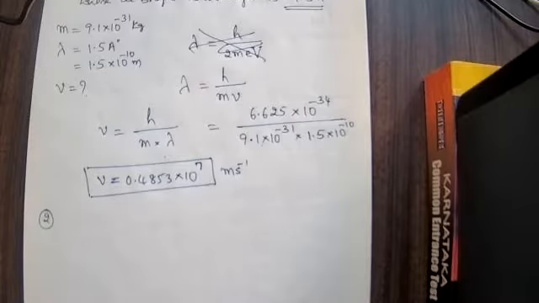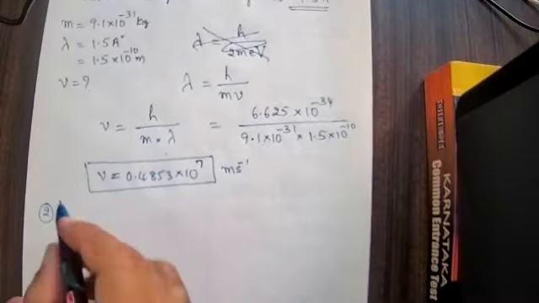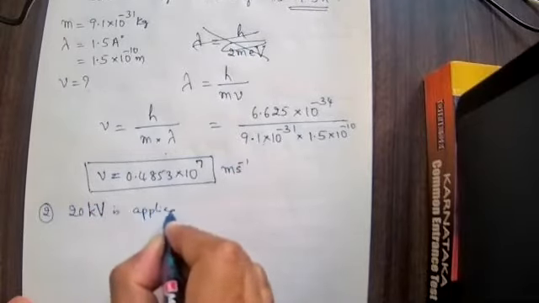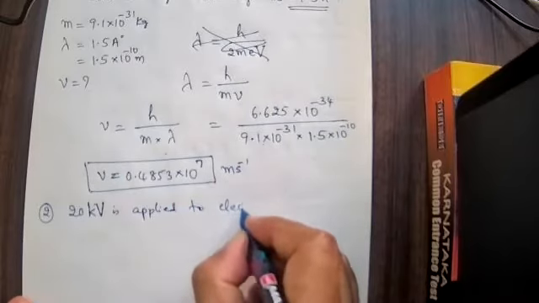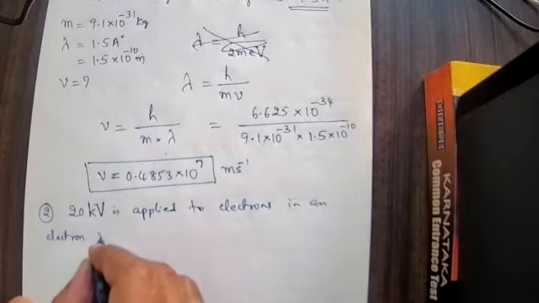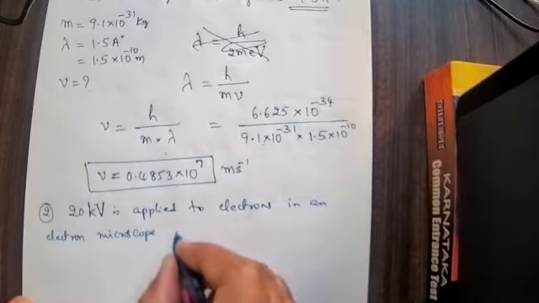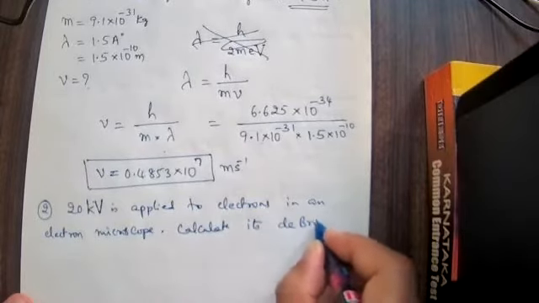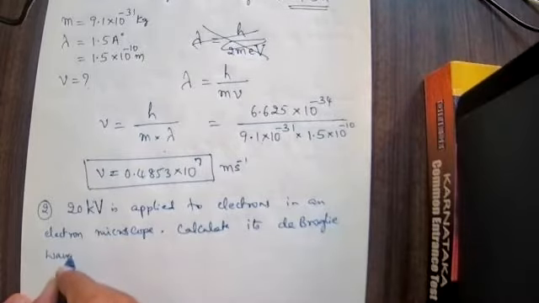Next question, you write. 20 kV is applied to electrons in an electron microscope. Calculate its de Broglie wavelength.